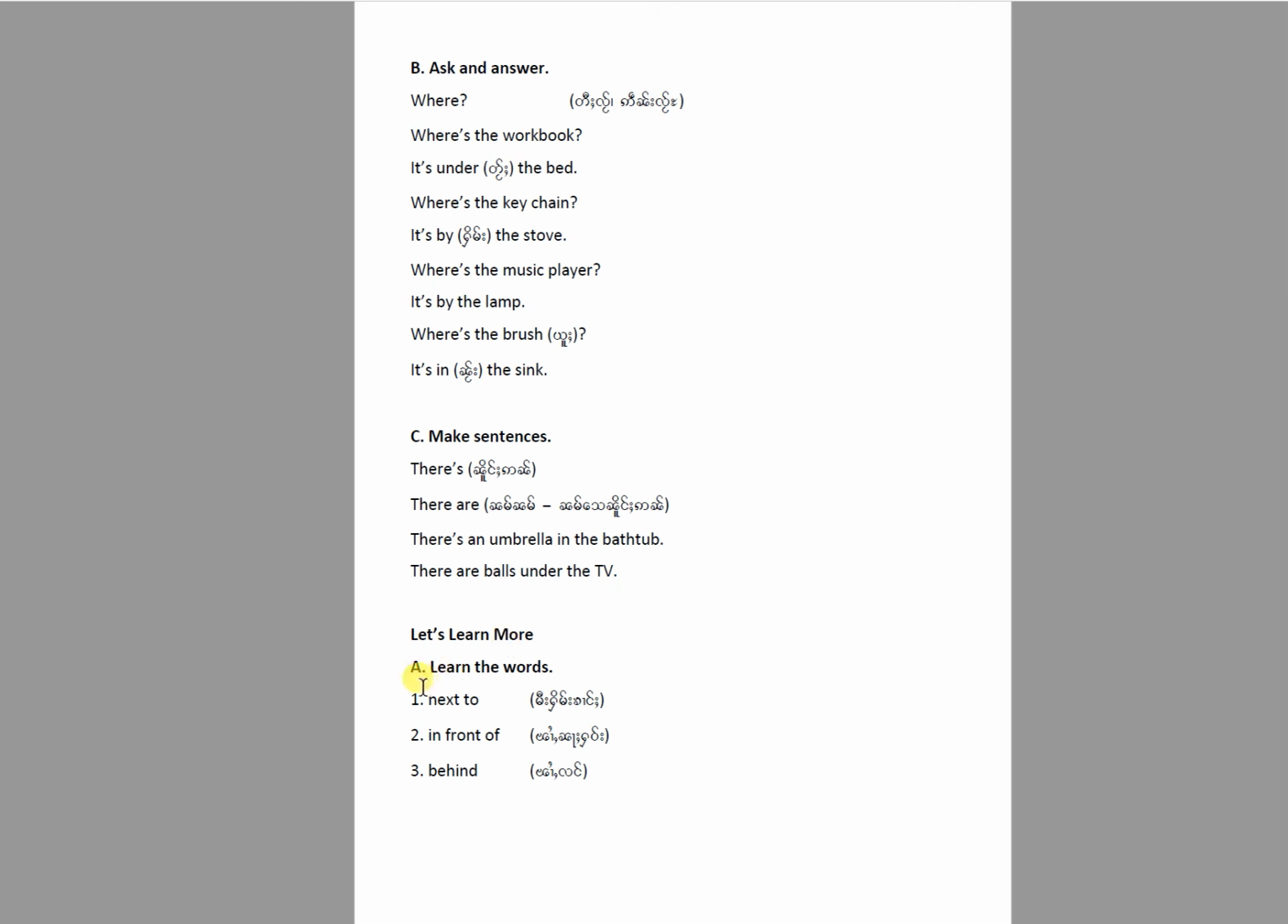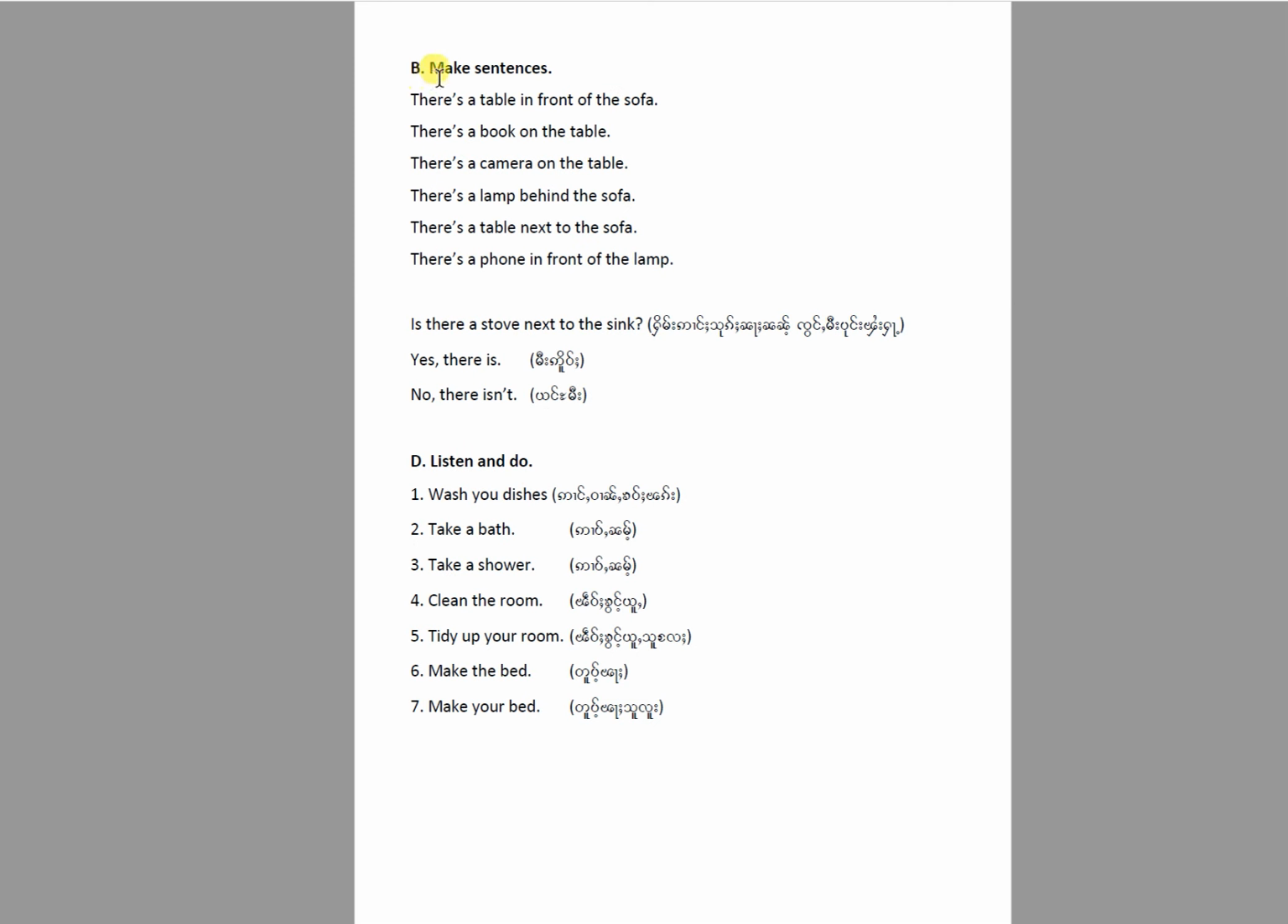Let's learn more. A. Learn the words. Next to. In front of. Behind. B. Make sentences. There's a table in front of the sofa. There's a book on the table. There's a camera on the table. There's a lamp behind the sofa. There's a table next to the sofa. There's a phone in front of the lamp.